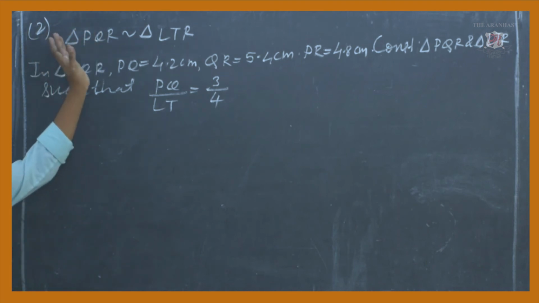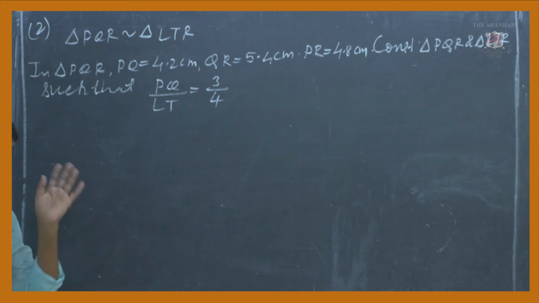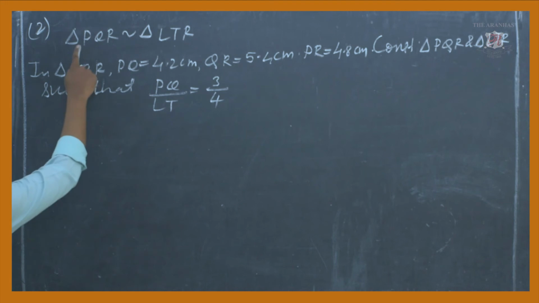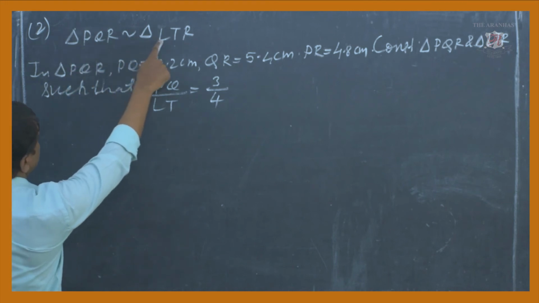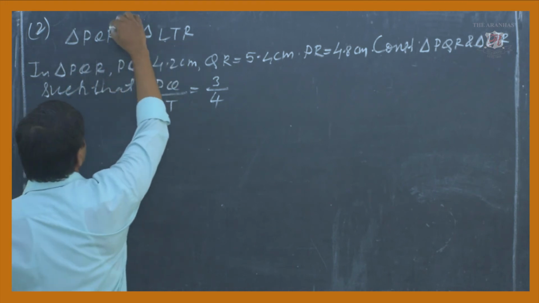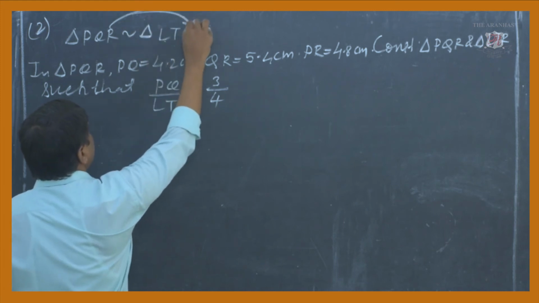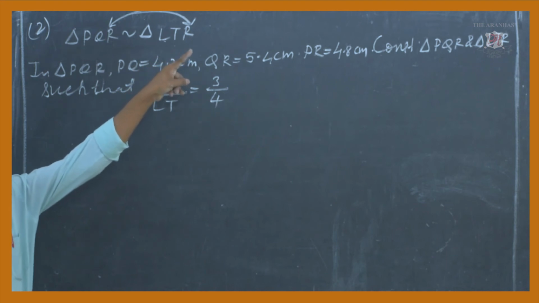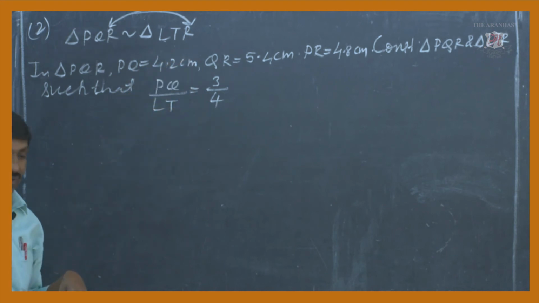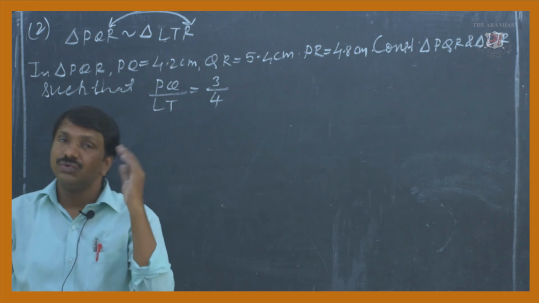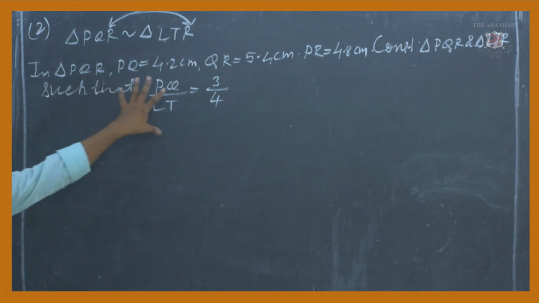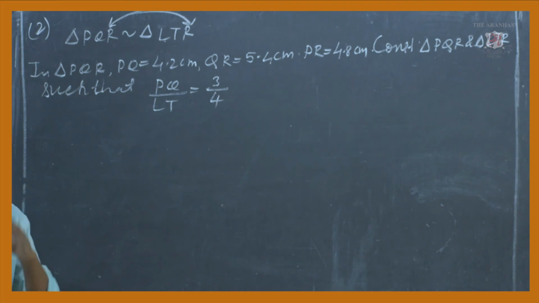Look here, after reading the question you should realize whether the given question belongs to common vertex or not. Triangle PQR is similar to triangle LTR. Immediately we realize that R is a common vertex. So just now it was written, if there is a common vertex, don't find the corresponding side and corresponding angle. Whatever the information given, according to that you have to construct the triangle. So see here.